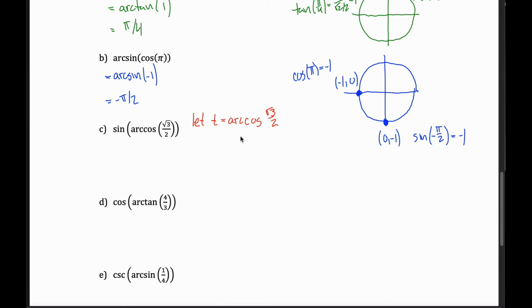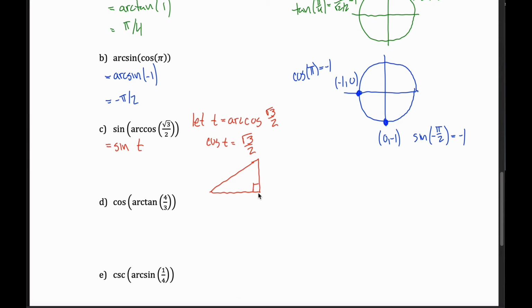Okay, well, if t is equal to the arc cosine of root 3 over 2, then this question is really just asking me what is the sine of t. More on that later. What I'm going to do is work with this information. If t is the arc cosine of root 3 over 2, then the cosine of t must be equal to the square root of 3 over 2. I can use that information to draw a picture.